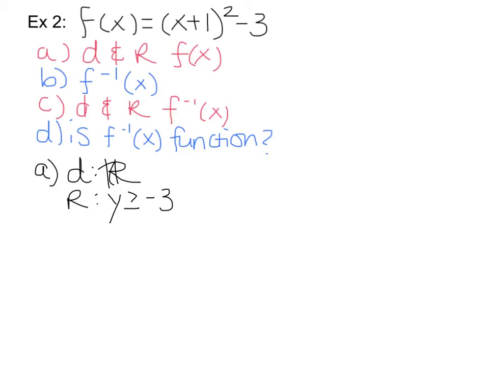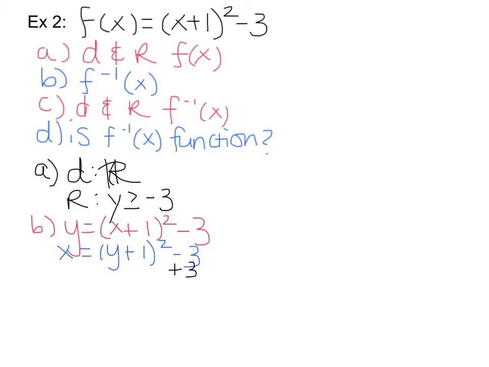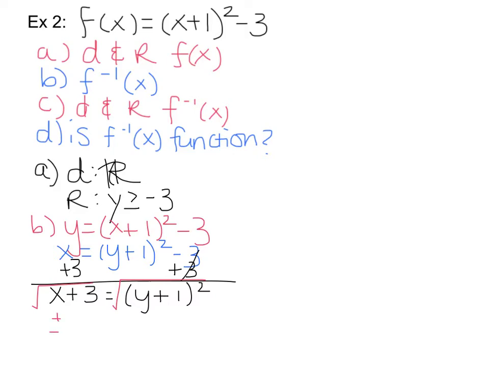All right, now let's find the inverse in part B. So we change f of x to y. And then we switch x and y. All right, to move negative 3 to the other side, you add 3. To get rid of the squared, you have to take the square root of both sides. When you take the square root, you get plus or minus the square root of x plus 3. And then to move the minus 1 to the other side, you subtract 1.